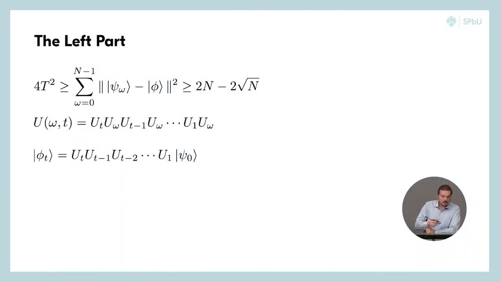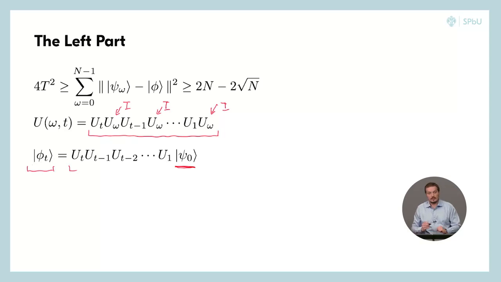Now we are going to introduce this vector phi t, which is defined like this. We take this most effective algorithm, and instead of all the oracle queries, we put the identity operators. This trimmed algorithm we apply to the initial state of the system, vector psi 0, and after t iterations we get this vector phi t.